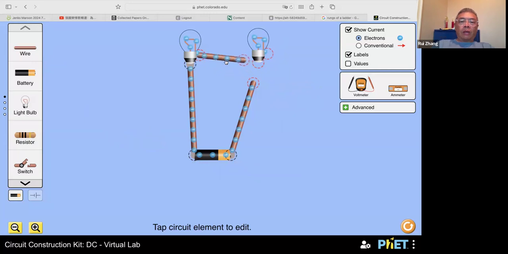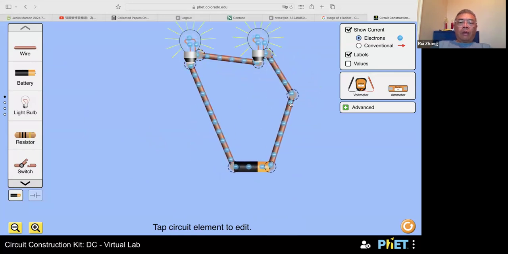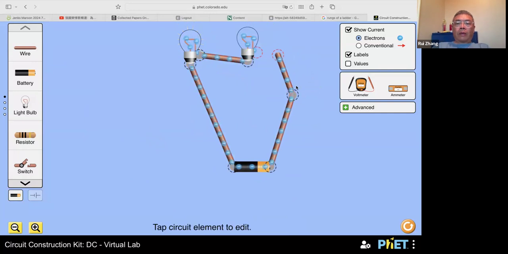Say you first make one wire connecting the two light bulbs, and then another wire going from the light bulb to this wire. Again, these two light bulbs are in series. I guess this part is kind of redundant. If you want, you can take it away and just use this one.